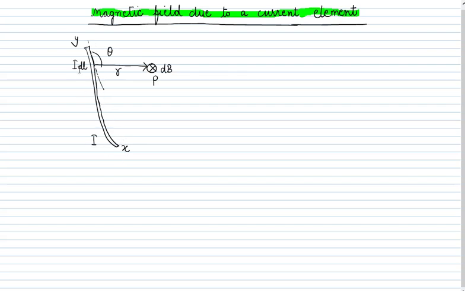It has two endpoints, that is x and y. It starts from x and ends at y. So this is a current carrying element, and the current it is carrying is capital I. Within this conductor, we take a small length dl.